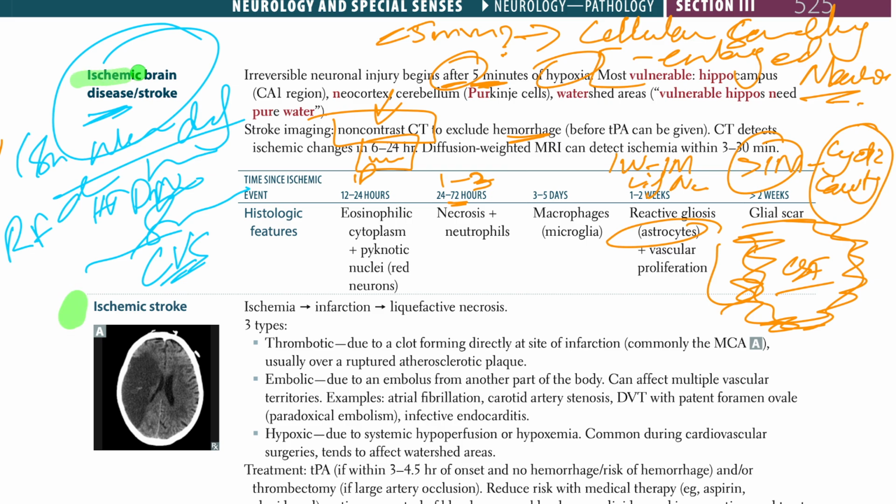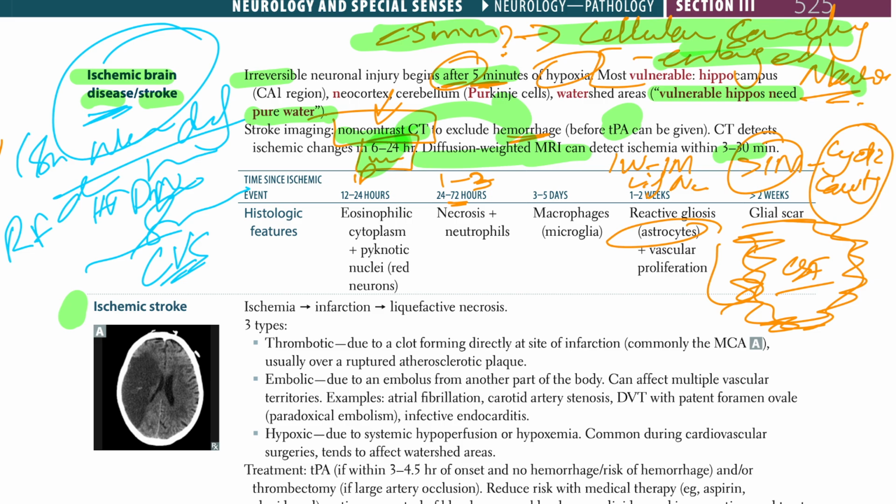So here we talked about how ischemic brain disease will cause, after 5 minutes of ischemia, irreversible damage. If it was less than 5 minutes, it would give you reversible damage, which will be seen only as cellular swelling, which is enlarged neurons. Variable hippos need pure water. That's a mnemonic. Got to do a non-contrast CT to rule out hemorrhage before starting TPA. CT would detect changes in 6 to 24 hours, but MRI, diffusion weighted MRI, can detect about 30 minutes.